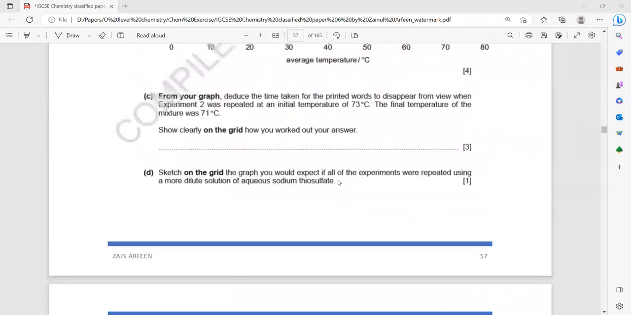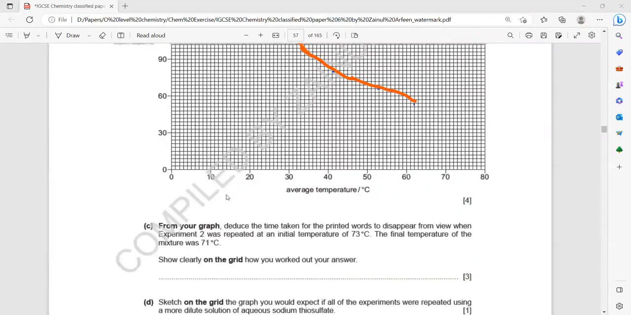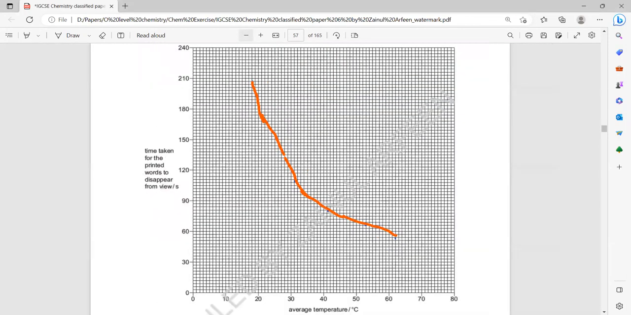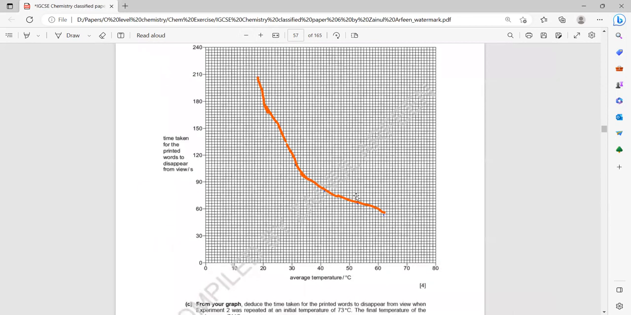Then sketch on the grid the graph you expect if the experiment was using a more dilute solution of sodium thiosulfate. If we use a dilute solution, what will happen? It will take much longer time. So same curve, but up. The same curve will be there, but up. So the similar pattern, similar curve will be there, but it will be just above the original one.